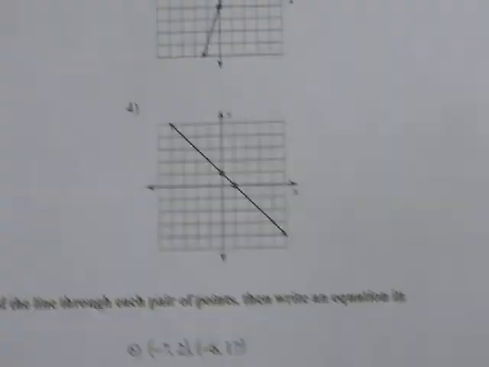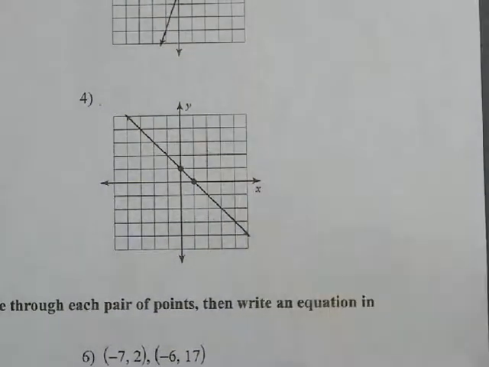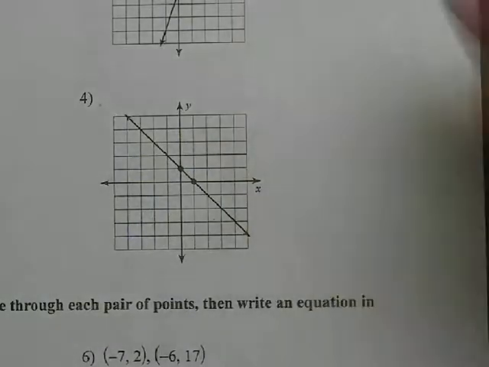So, what I want to do, let me just jump right into this. I'm going to look at number 4 real quick. I'm going to just work one basically from each section. So, looking at number 4, the first thing we have to do is to figure out what the slope is.